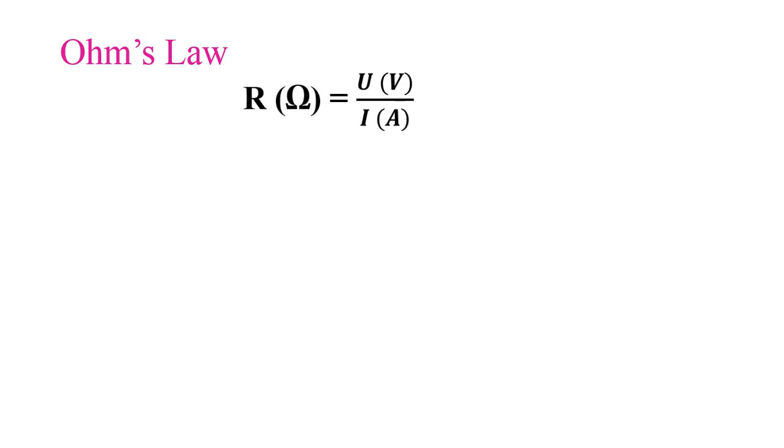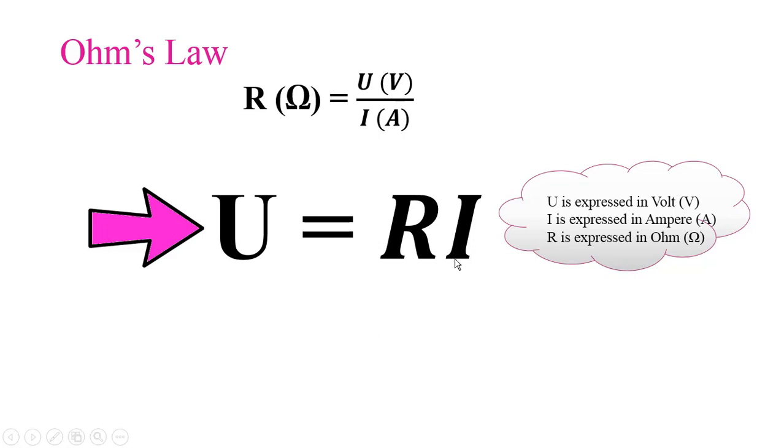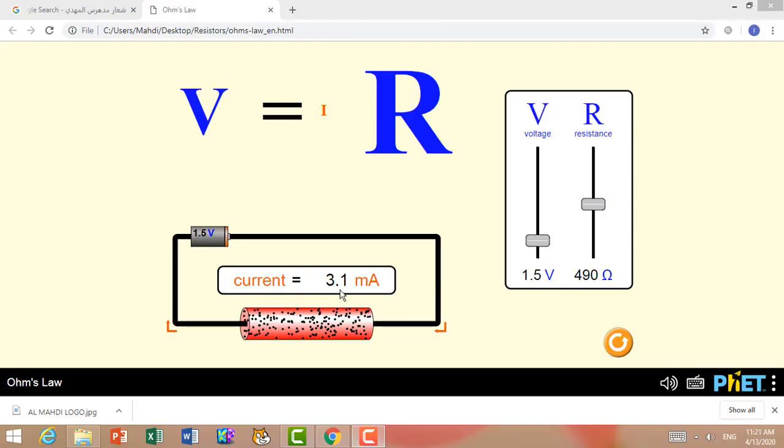Then, from this activity, we can deduce Ohm's law. We calculated in this activity the ratio U over I, which is equal to R. Then R is equal to the voltage divided by the current. Therefore, U will be equal to R times I, where U is expressed in volts, I is expressed in amperes, and R is expressed in ohms. Then Ohm's law states that the voltage U across a resistor is the product of its resistance R by the current I it carries.